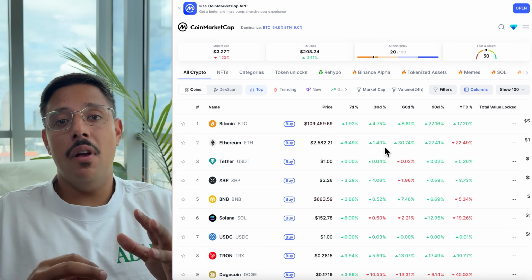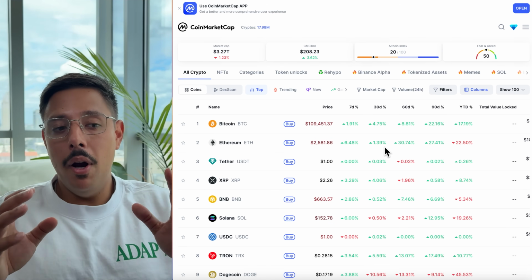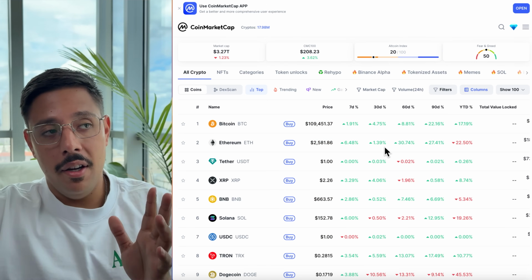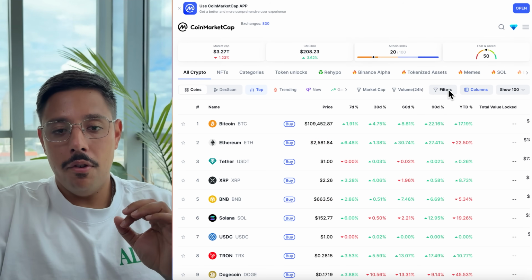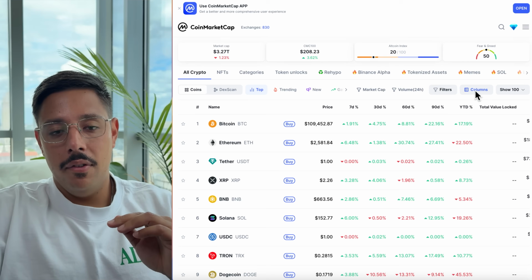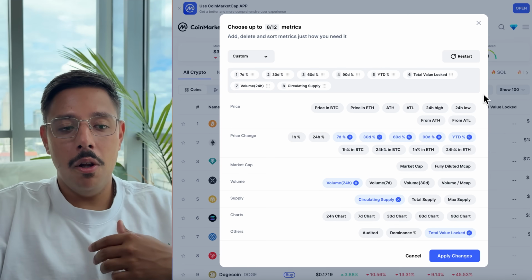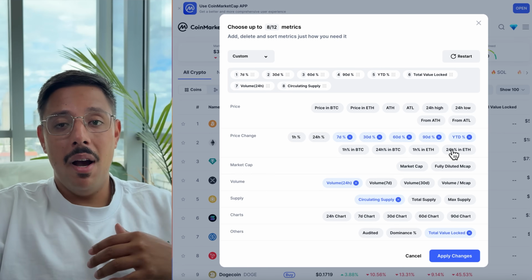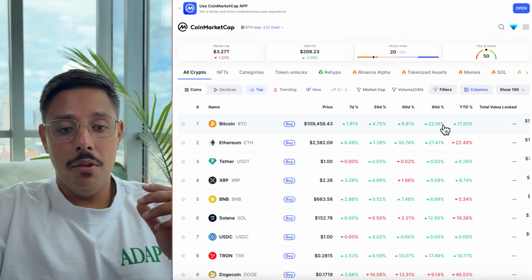I spend a majority of my time on Gecko Terminal because I really know how to weed out the scams. But this tool right here, I believe, is where CoinMarketCap shines. Let me show you. They have two tabs here: one is columns and one is filters. If you click columns, you might notice that mine looks completely different from yours.